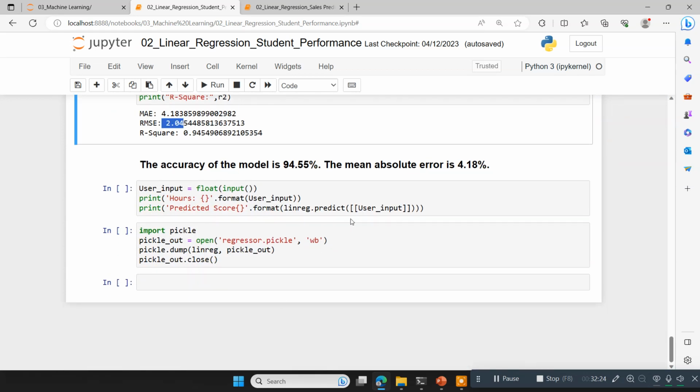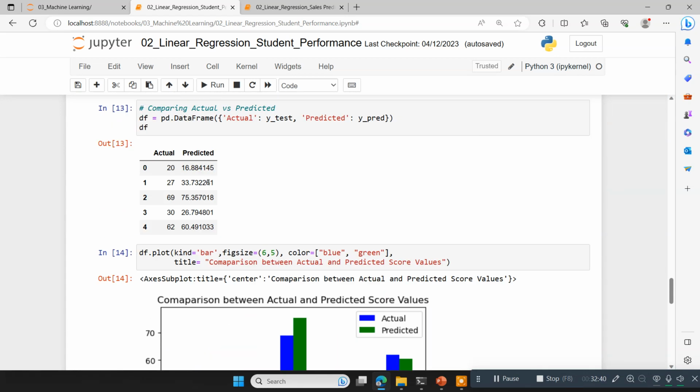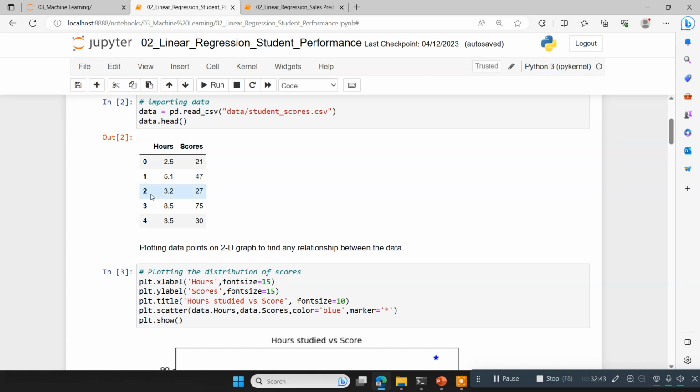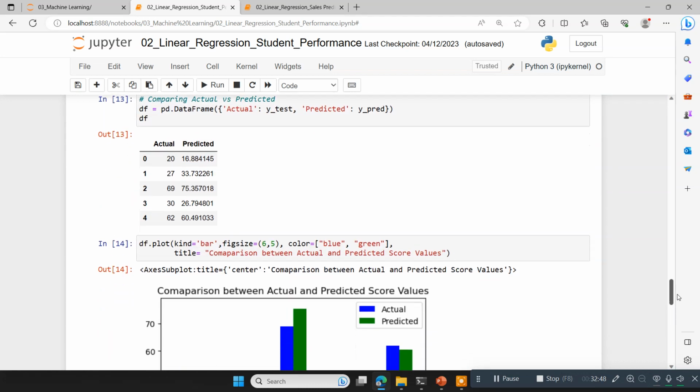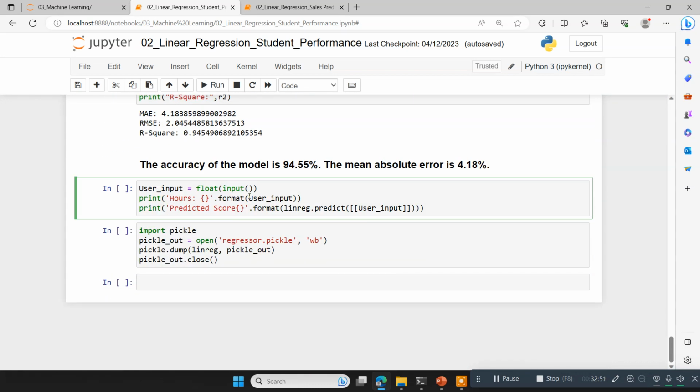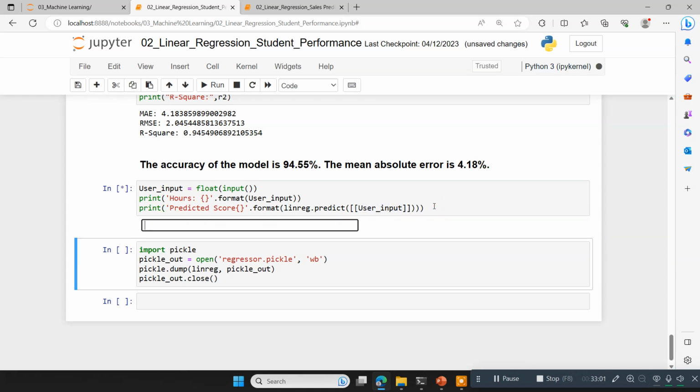Also, now we have built a model and the model has been trained. Now we want to take input from the user. So user input equals, we can use Python's input function, converting that into float because the actual values are float here. The number of hours are float. Then it will give you the score. Then formatting the user input, and also using our model linear regression dot predict for the user value. Then it shows us the value.